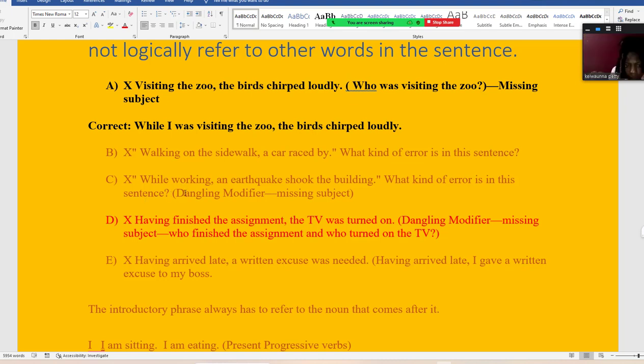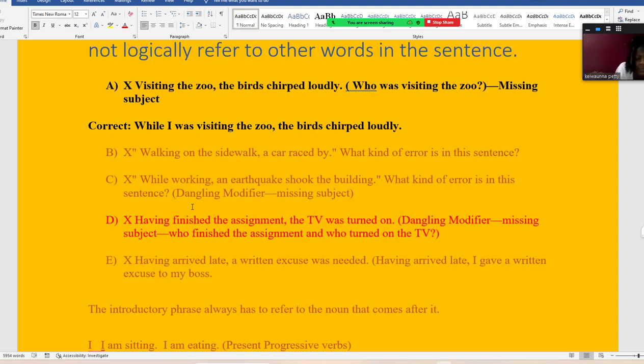So, while working, an earthquake shook the building. So the earthquake has a job and is working in a building? No, it's supposed to be: while I was working, an earthquake shook the building. So this is a dangling modifier, and of course on your quiz it's going to ask what kind of error is in this sentence, and the answer would be dangling modifier. Having finished the assignment, the TV was turned on. So your TV grew hands and finished an assignment?